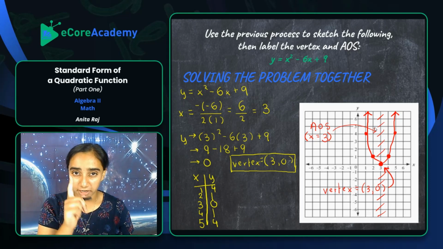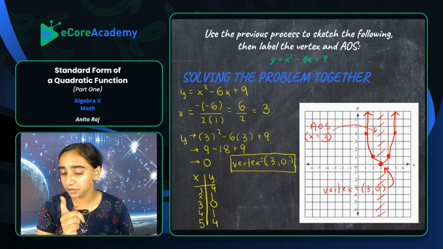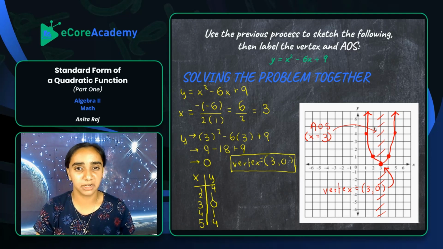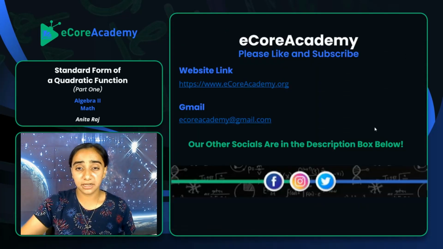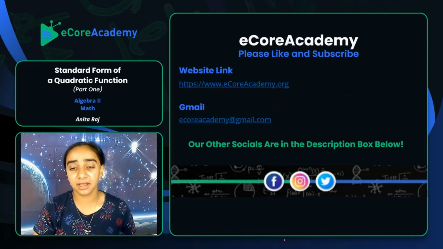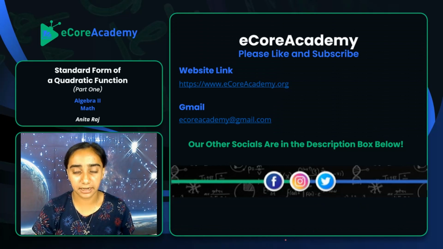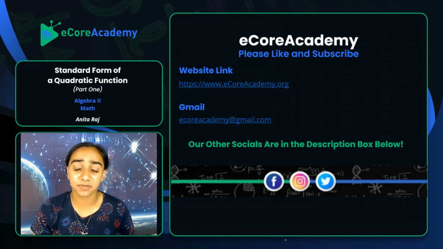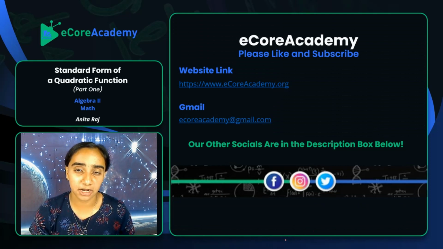Kudos to you if you were able to stick through that. If you couldn't, just replay it and you'll get it, trust me. Okay, so that's all I have for you today. I hope you enjoyed that lesson. Again, a quick recap. We went over what standard form is, then we broke down the 6 steps to graphing a quadratic function that you receive in standard form. Then we did a practice problem together.